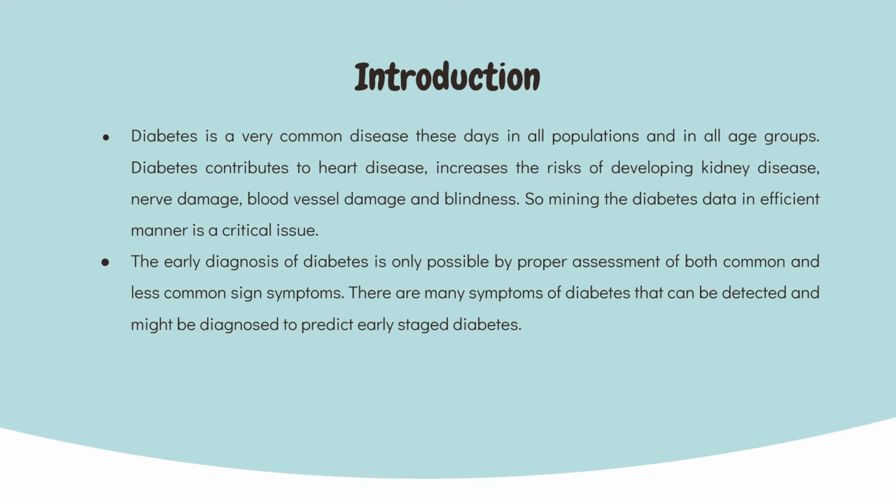Next is the introduction. Diabetes is a very common disease these days in all populations and in all age groups. Diabetes contributes to heart disease, increases the risk of developing kidney disease, nerve damage, blood vessel damage, and blindness. So, mining the diabetes data in an efficient manner is a critical issue. The early diagnosis of diabetes is only possible by proper assessment of both common and less common sign symptoms. There are many symptoms of diabetes that can be detected and might be diagnosed to predict early stage diabetes.